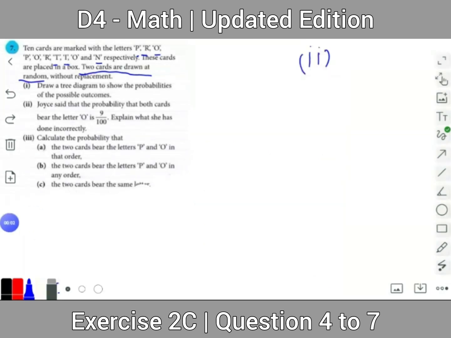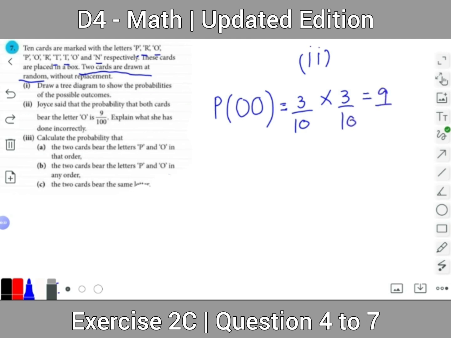Now in part 2, Joyce said that the probability that both cards bear the letter O is 9 over 100. Explain what she has done incorrectly. So Joyce said 3 over 10 multiplied by 3 over 10, and that will be equal to 9 over 100.